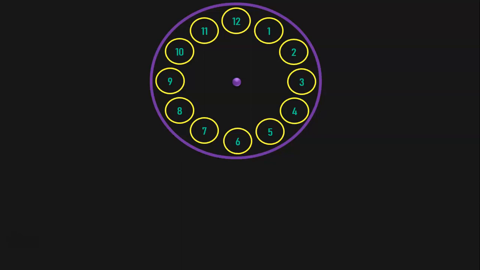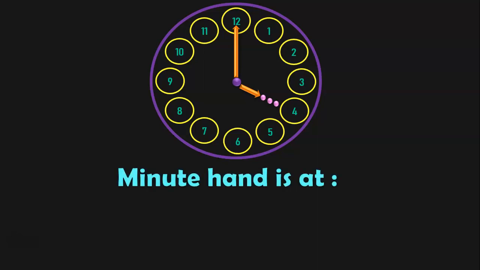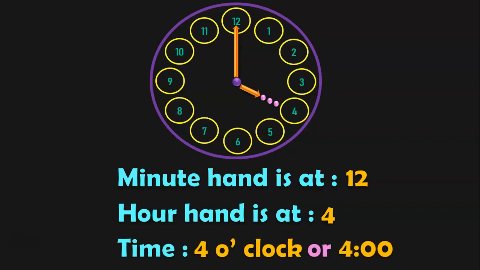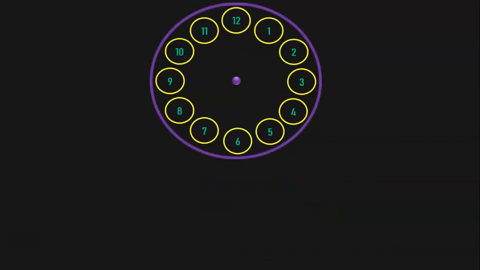Next, here I am going to give you a clock which has the minute hand pointing to 12 and the hour hand pointing to 4. Write down the time. Minute hand is at 12. Hour hand is at 4. So what is the time now? Time is 4 o'clock or 4:00.